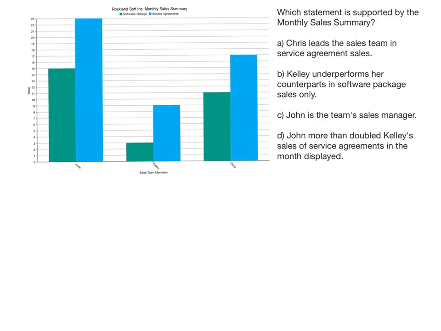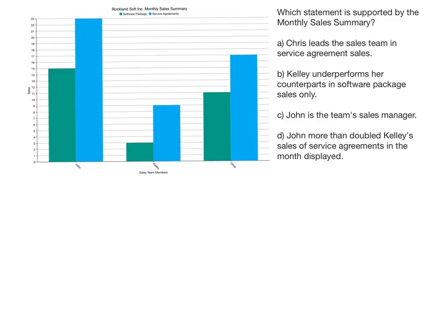Then B, Kelly underperforms her counterparts in software package sales only. Underperforms is a vocabulary word. Maybe you know that, and maybe you don't, but it means she's not doing as well. Here are her counterparts in software package sales only, and software package is the green. She does underperform them in software packages, but she also underperforms them in service agreements. So half of that is true, the other half is untrue, so we can't choose that one.